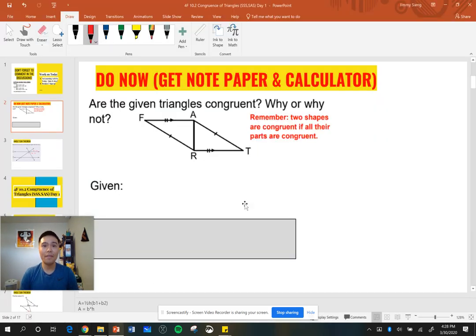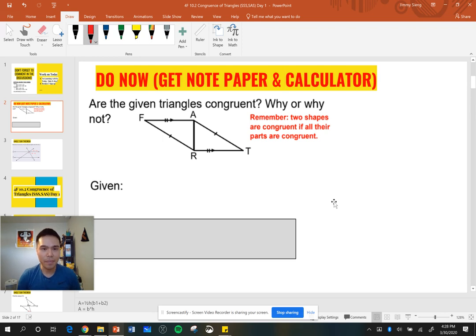Okay, so you should have a piece of paper out. Definitely get a piece of paper out. You're going to have to write these out to memorize these a little better. And you'll need a calculator. The calculator is only for the first couple of slides, but for the rest of the lesson, we won't be needing it, okay? But just have it handy just in case.